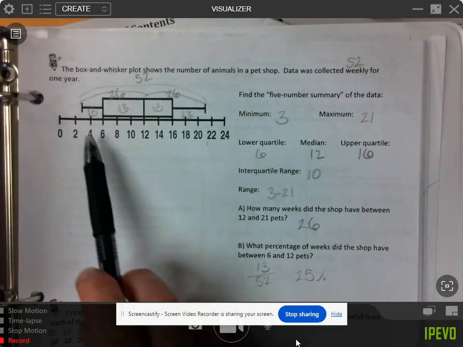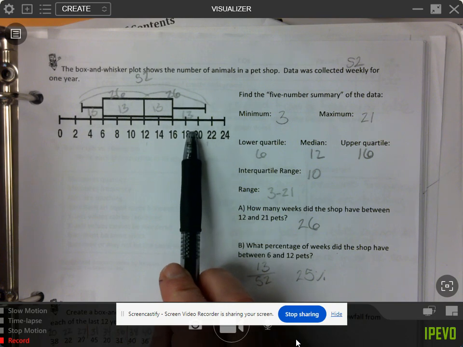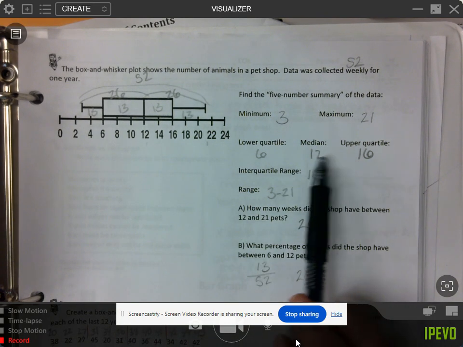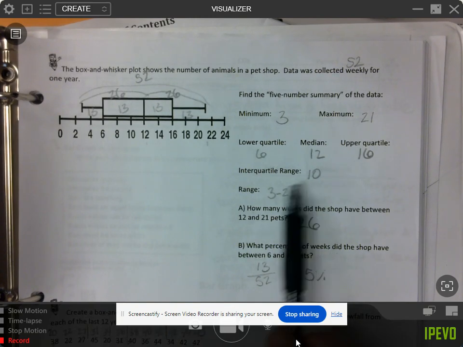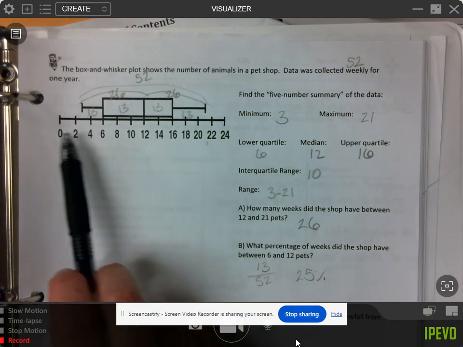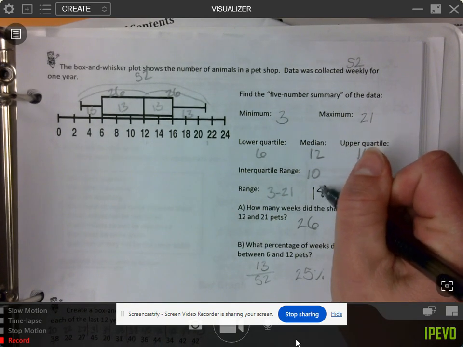The interquartile range is that 16, subtract out the 6. That gives us the interquartile range. And our range altogether goes from 3 to 21. So 21 minus 3 is 18.